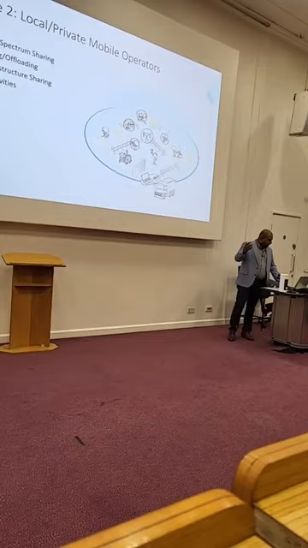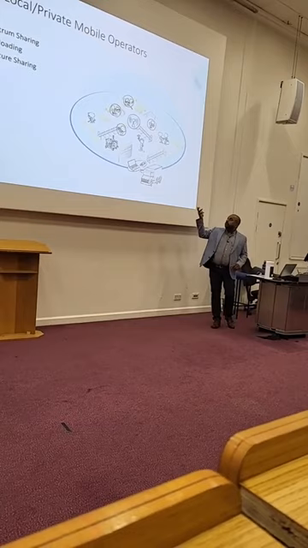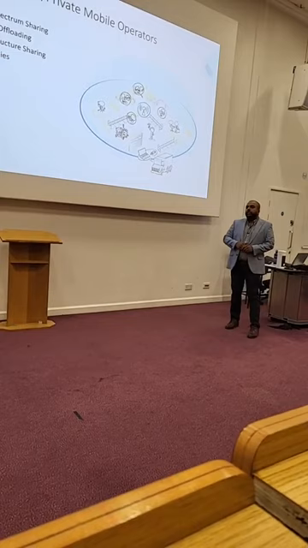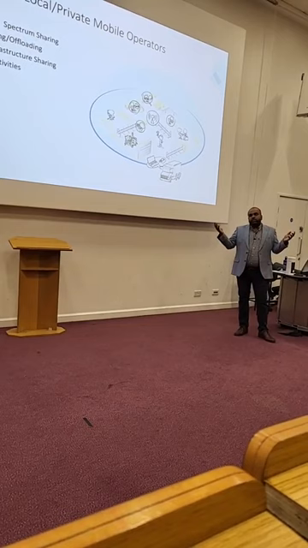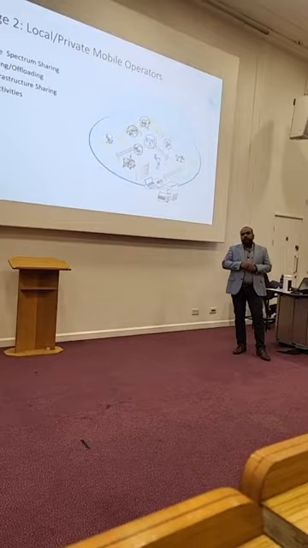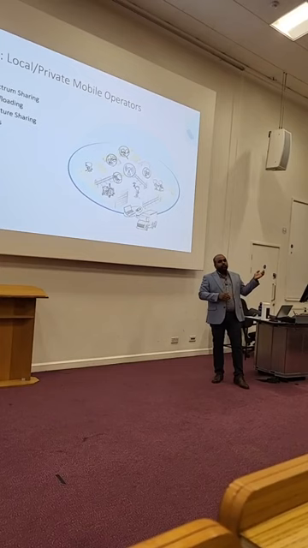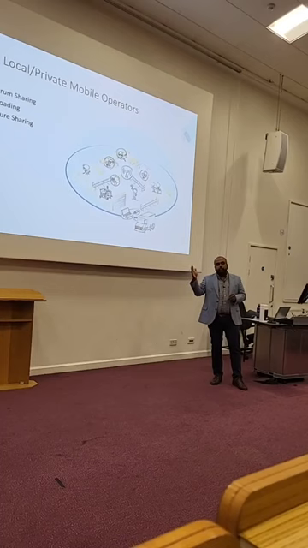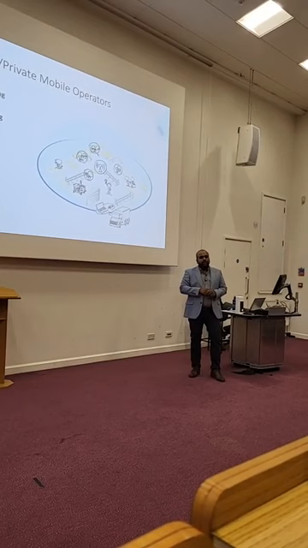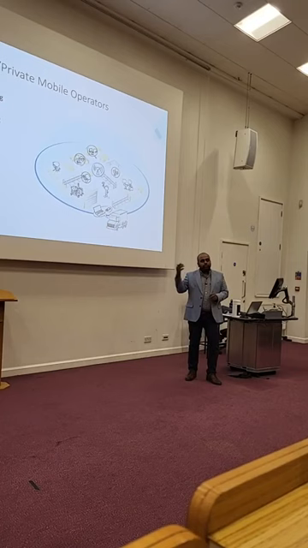So what is obtaining the spectrum? I think it's clear, you have to buy the spectrum from different people. And roaming and offloading means, for example, you have a Vodafone network countrywide, but the Vodafone network is not good within the university, in Bedfordshire University. But if Bedfordshire University has its own local 5G mobile network, Vodafone can have an agreement with the university. They can offload their users when they come to the university. The university network will provide the services, and Vodafone will pay some money to the university for supporting their operation.